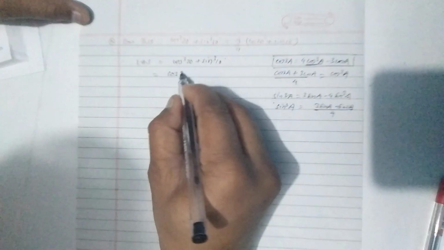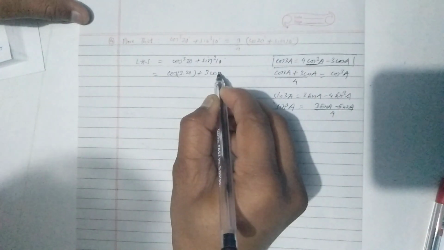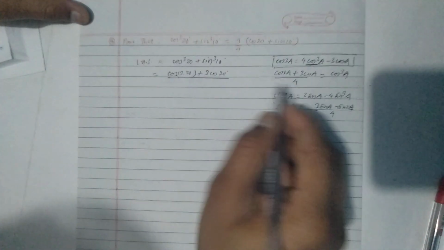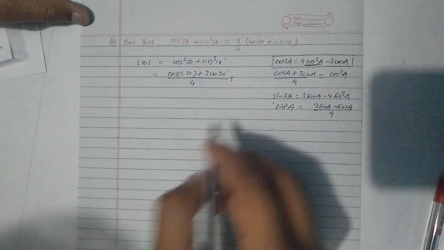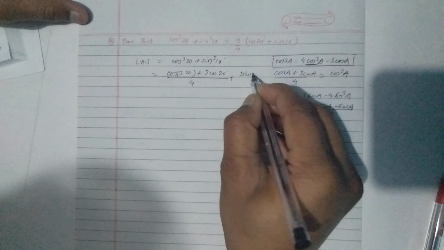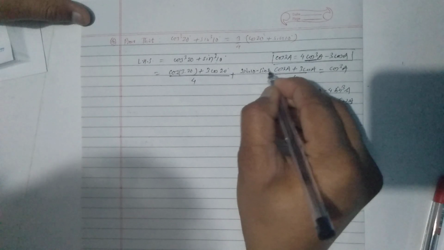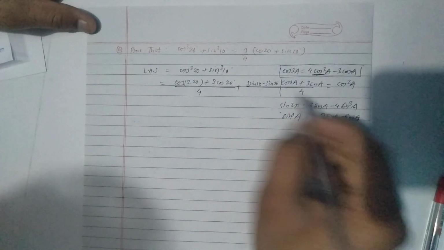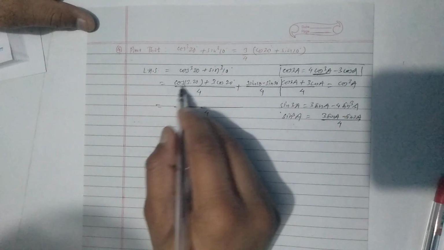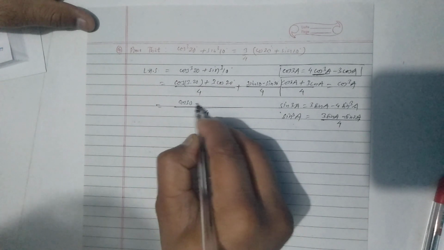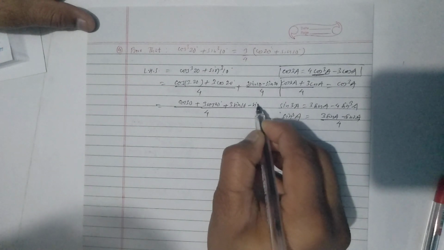So cos cube a equals cos 3a, 3 into a means 20 degree, plus 3 cos a means 20 degree, upon 4, plus sin cube 10, which means 3 sin 10 minus sin 3a, sin 3 into 10, I just put 30 degree, by 4. Now if we take LCM, this value becomes 4, and this is cos 30 plus 3 cos 20 plus 3 sin 10 minus sin 30.